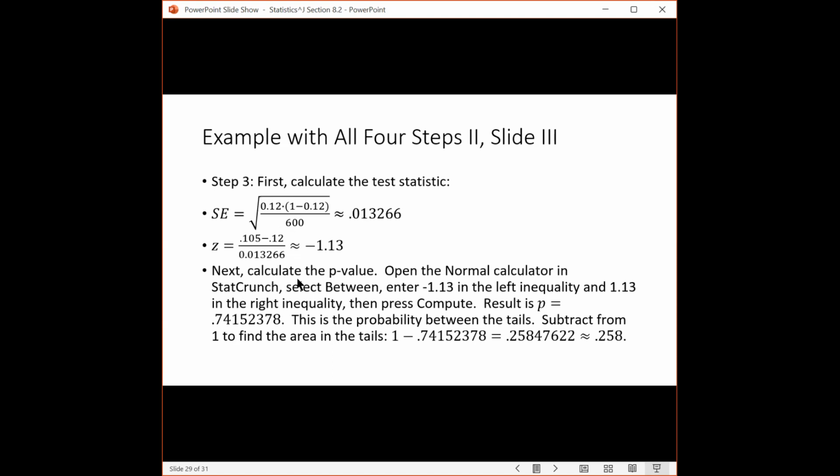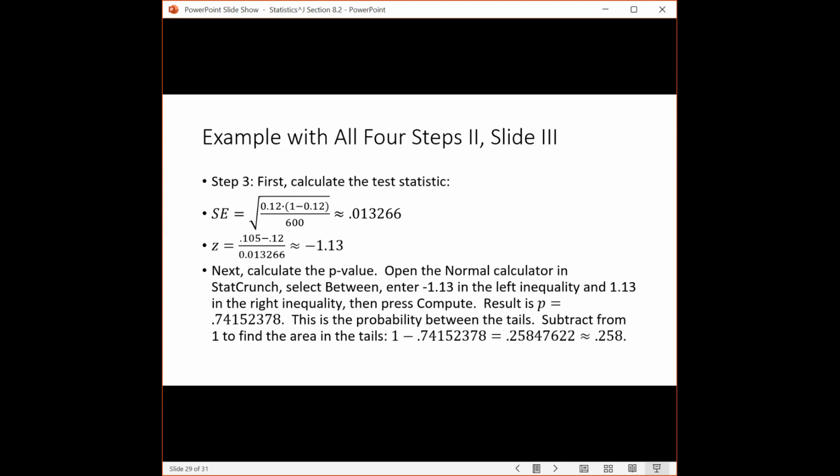So next, calculate the p-value. Open the normal calculator in StatCrunch, select between, enter negative 1.13 in the left inequality and 1.13 in the right inequality, then press compute. The result is going to be p equals 0.7415237. And that's kind of what I was just talking about, how the probability is going to be really large. This is the probability between the tails. This is the middle stuff, between negative 1.13 standard deviations and positive 1.13 standard deviations. So again, see how close that is to 68%. That's from the empirical rule that we covered earlier in the course.